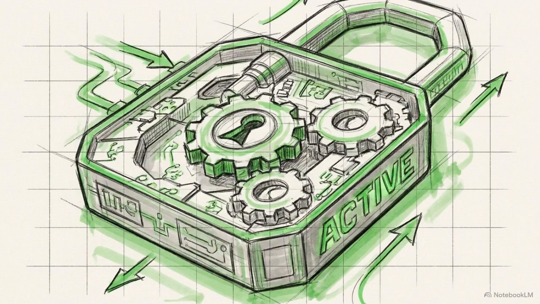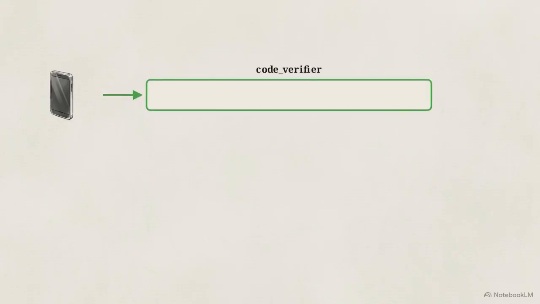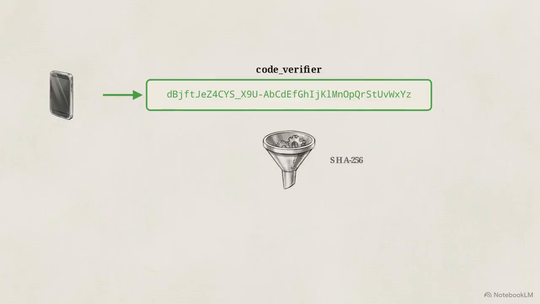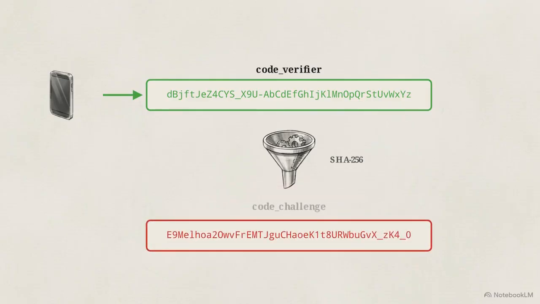The definitive countermeasure to this threat is the proof key for code exchange, commonly called PKCE. The process begins before the login screen even appears. The legitimate application generates a temporary high-entropy random string known as the code verifier. The application then hashes this verifier using the SHA-256 algorithm, creating a completely new one-way value called the code challenge.